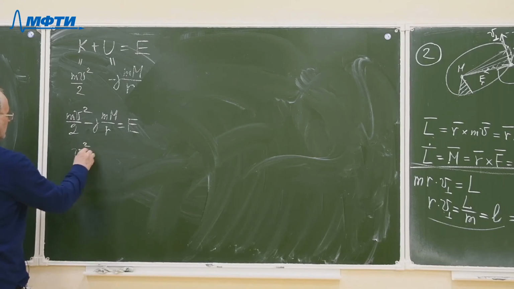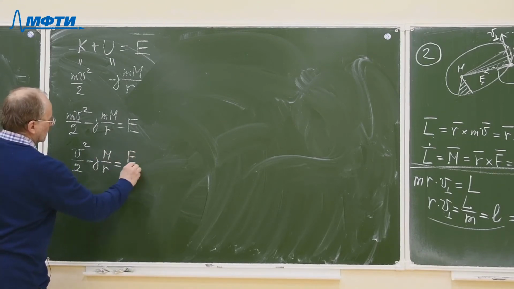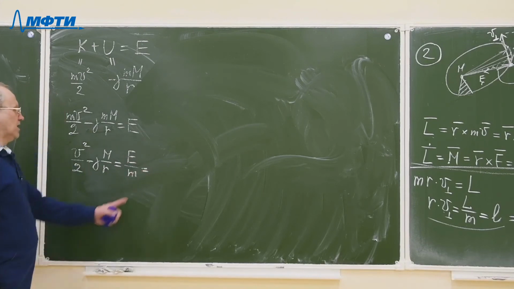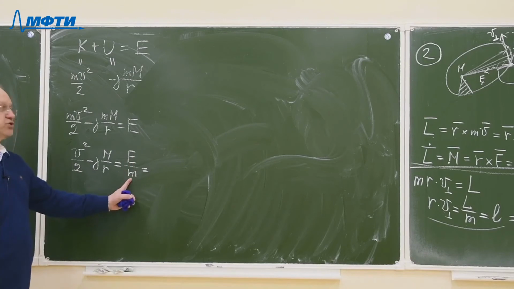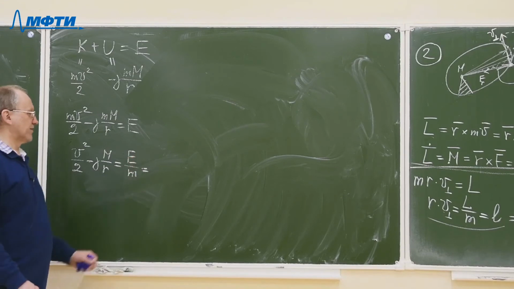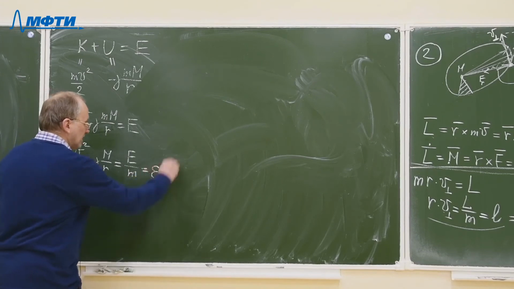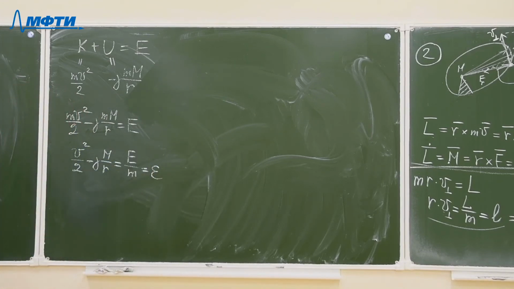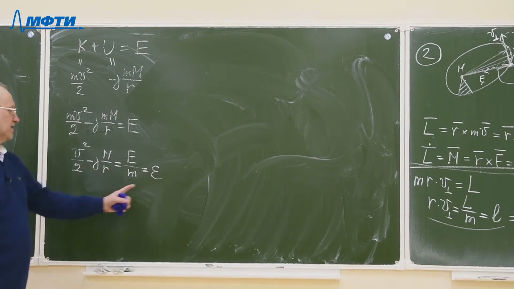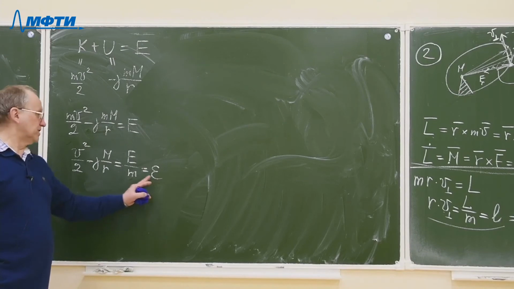And we obtain v squared over 2 minus gamma capital M divided by r equal to capital E divided by m. What is this? This is the total energy of the planet referred to the unit mass of the planet. If we divide the total energy by the mass, we obtain the energy of the unit mass. And we will denote this quantity by epsilon. So that's just the law of conservation of energy, and epsilon is the total energy per unit mass of this planet.